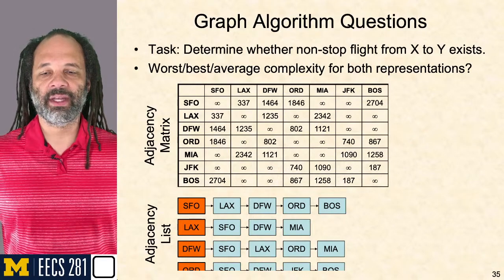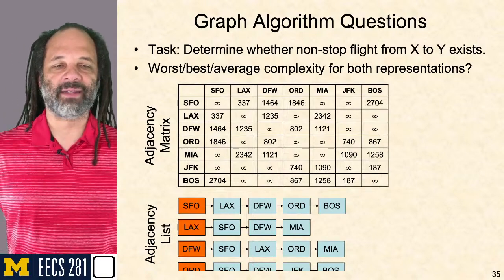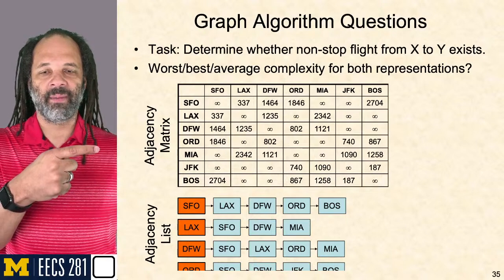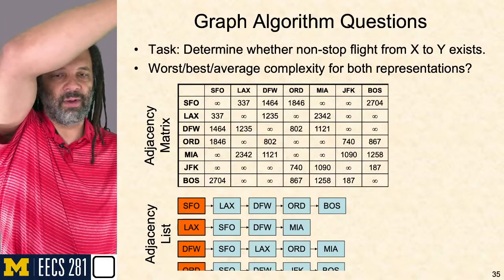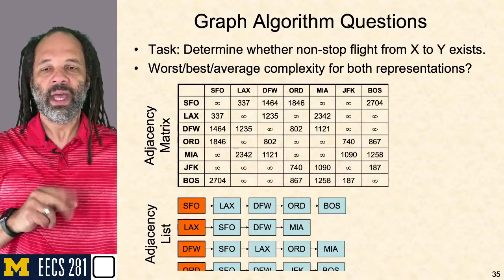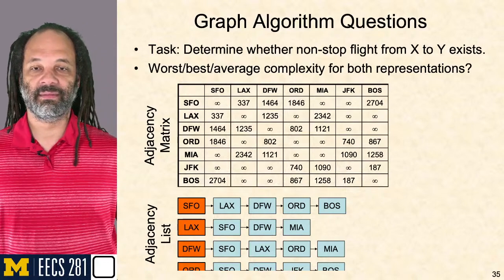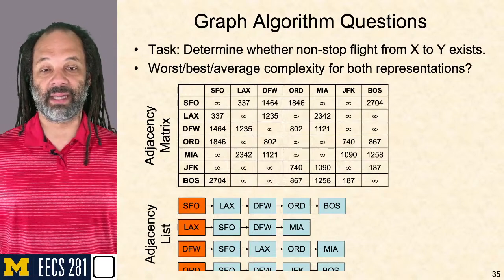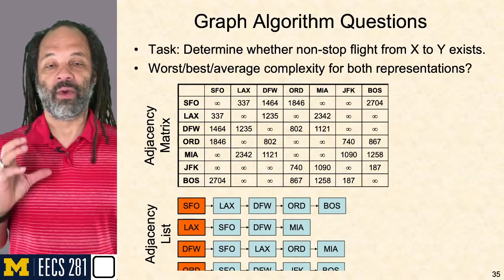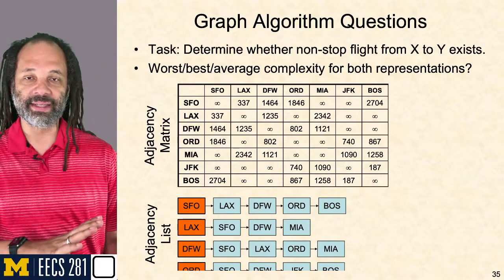So let's start with the adjacency matrix. To determine whether a nonstop flight from X to Y exists, I kind of go down the column here to find the X. I go across that row to find the Y. I can look in there and figure out whether it exists. So it looks like I can get there in constant time, right? Best case, worst case, average case. That's whether a nonstop flight exists. How about the adjacency list?